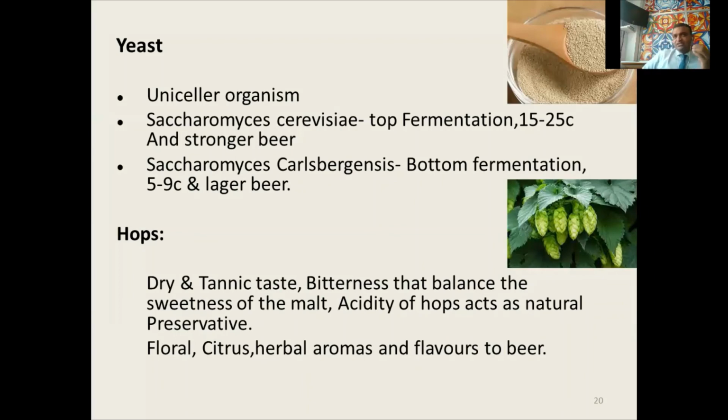But what happens when you add this yeast to that? When you add this yeast, you already have a sugar. The yeast goes and eats the sugar and releases alcohol and carbon dioxide. I'll give a small example.